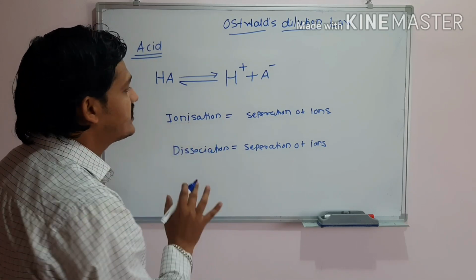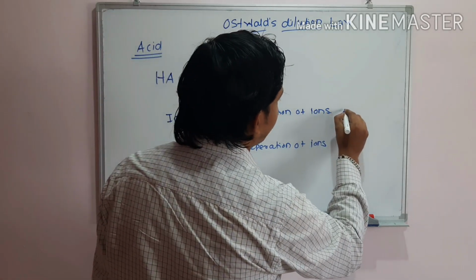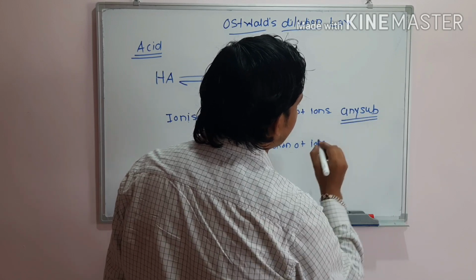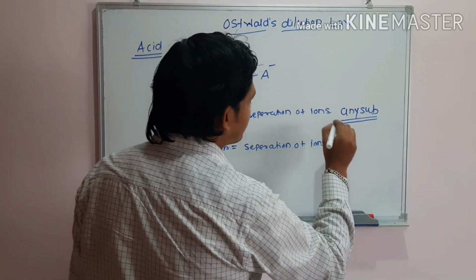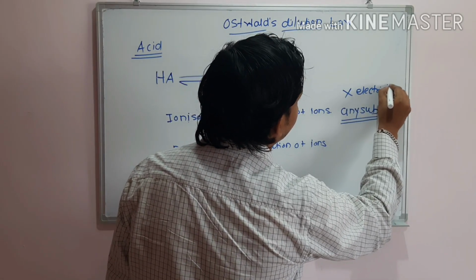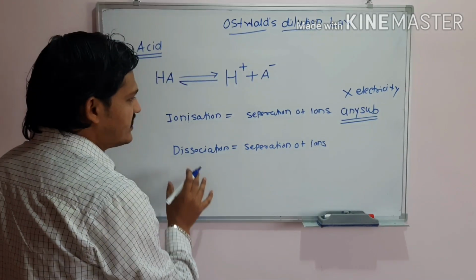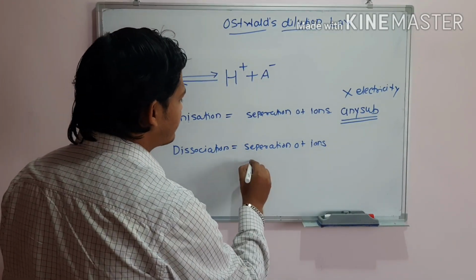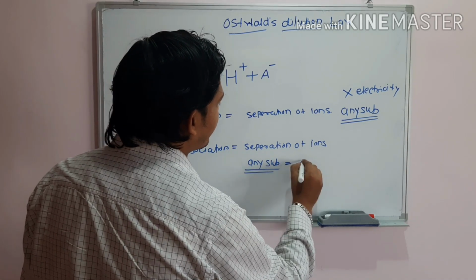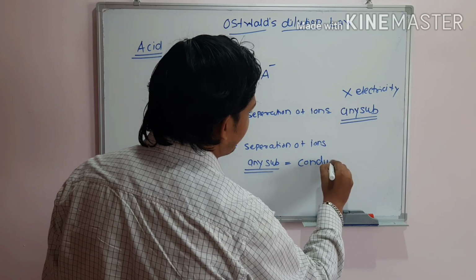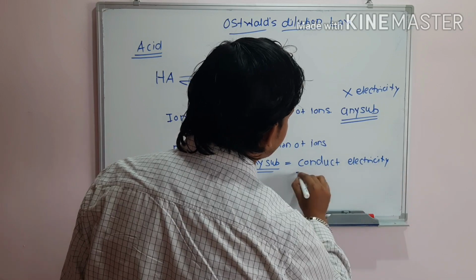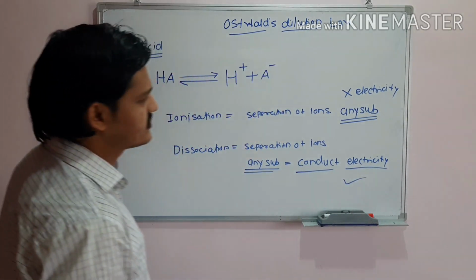Ionization generally happens in any substance, and the substance does not conduct electricity. Dissociation takes place in any substance, but after dissociation it conducts electricity. This is the one basic difference between ionization and dissociation.